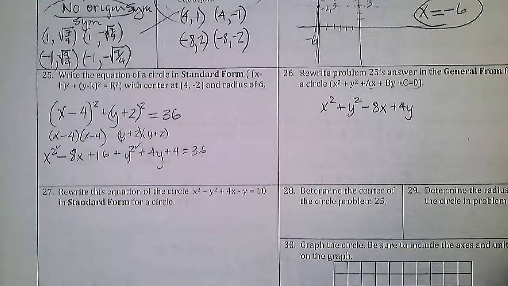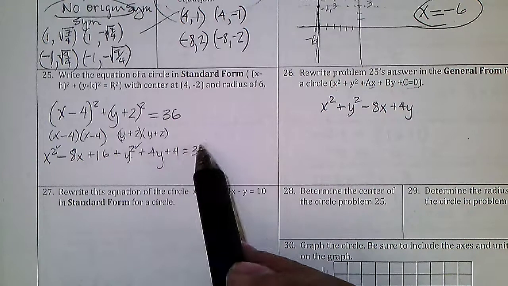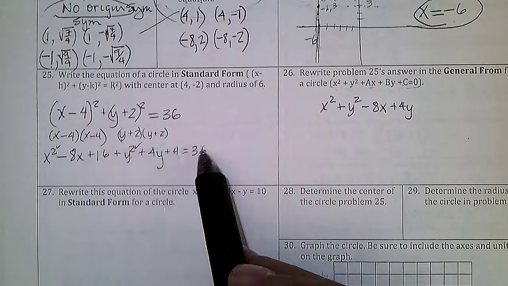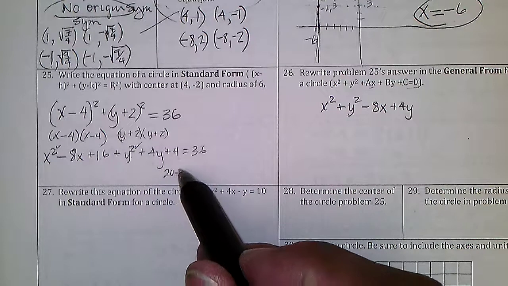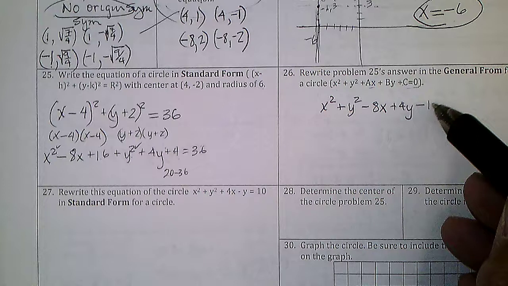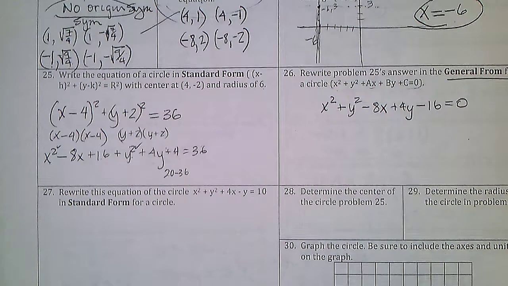And then what's the constant? Well, see, we got 16 and 4. That's 20. But I got to subtract 36 from both sides to make it 0. So I got 20 minus 36, which is -16, equals 0. And now it's in the general form.